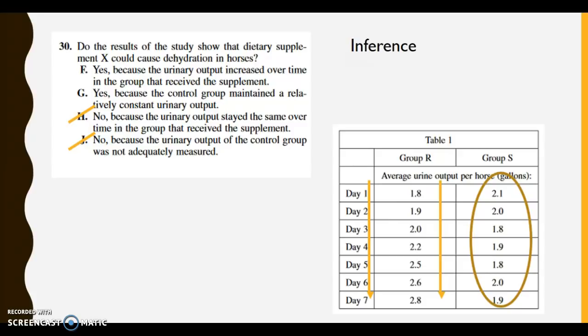So now we're looking at why does this supplement cause dehydration? Is it because we have urinary output that has increased, or a urinary output that has remained constant, right, for the control group? We know that the control group did not have the supplement, so we can't say that that's what caused dehydration in the control group. We're looking at only the dehydration that's happening with Group R, or the group that received the dietary supplement. So my answer choice is F.